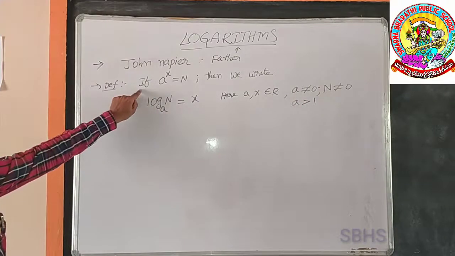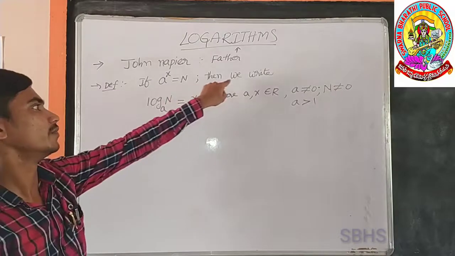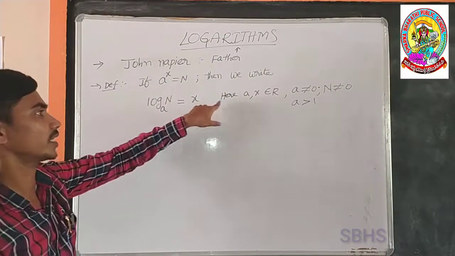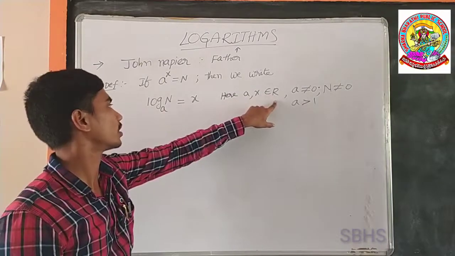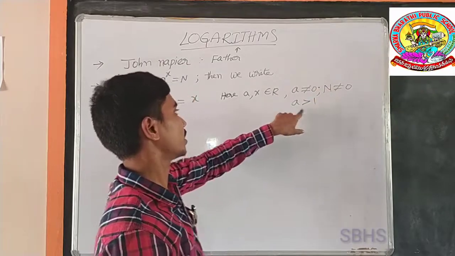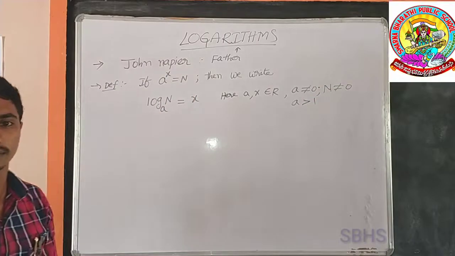This is the general equation. If a power x equals n, then we can write log n to the base a is equal to x. Here a, x belong to R, a is not equal to 0, n is not equal to 0, and a is greater than 1.